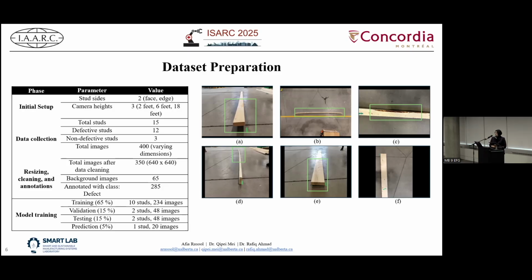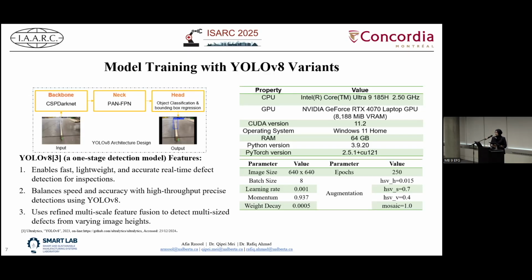Overall, for the initial work, we only got to study 15 studs in total, with 3 studs taken into the dataset as the non-defective studs and the others as the defective studs. After the resizing, cleaning, and annotations, we got around 350 images of 640 by 640, which we split as 65% for training, 15% each for validation and testing, and 5% for the predictions.